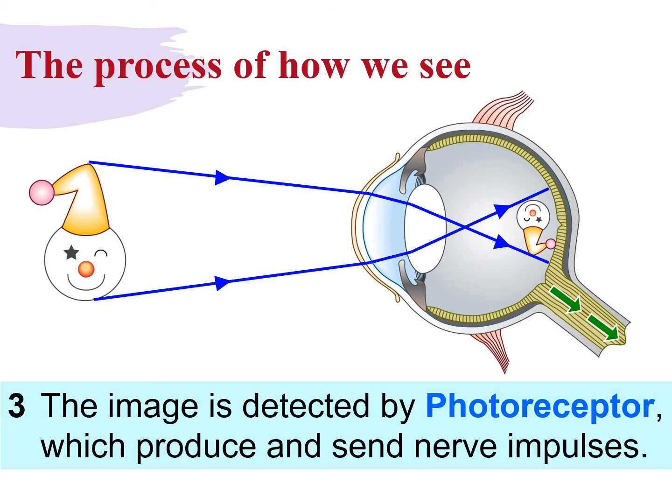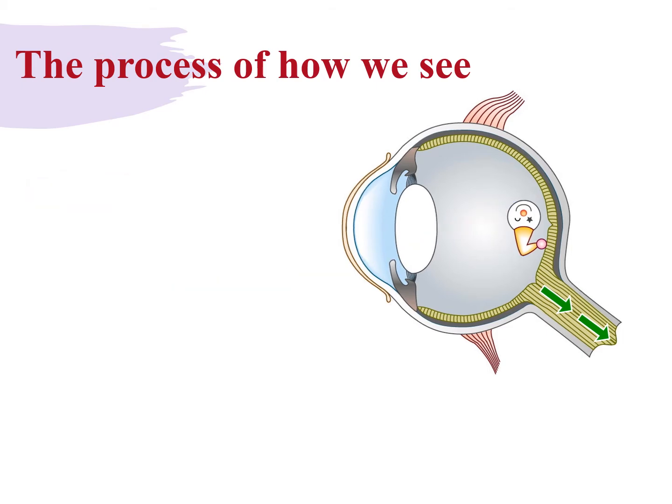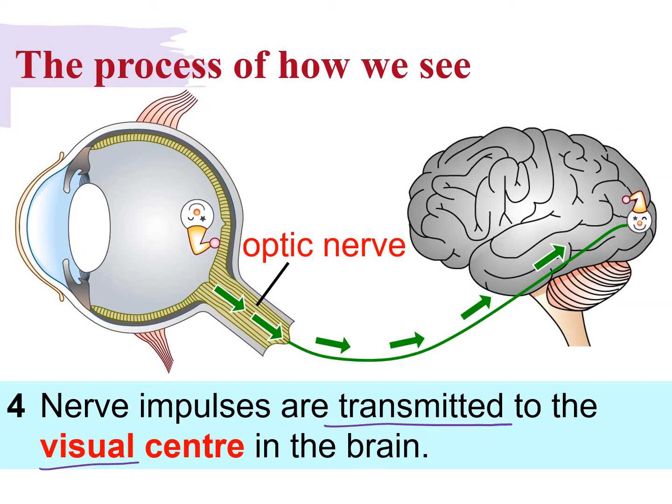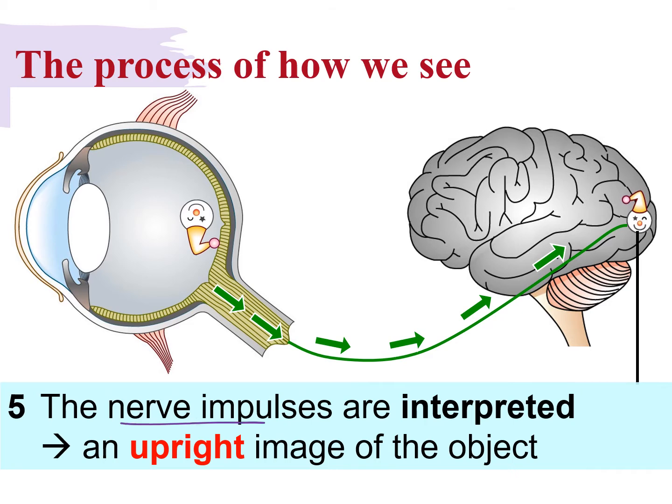The image formed on the retina is detected by the photoreceptors, which will then produce and send nerve impulses. The nerve impulses will then be transmitted to the visual center in the brain through the optic nerves. And where do you find the visual center? You can find it at the back side of the brain. In the visual center, the nerve impulses are interpreted, 解讀, to give an upright image of the object.